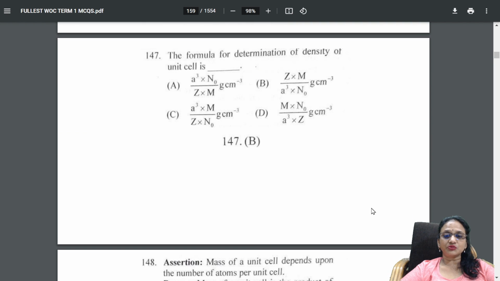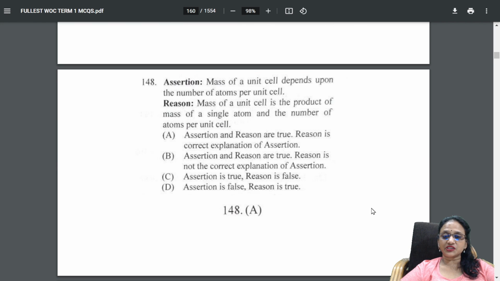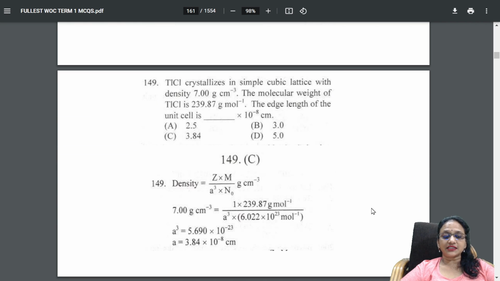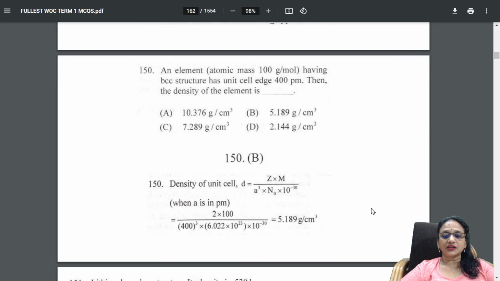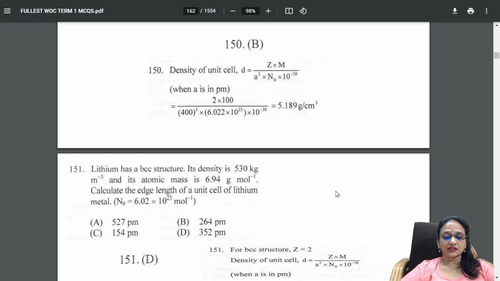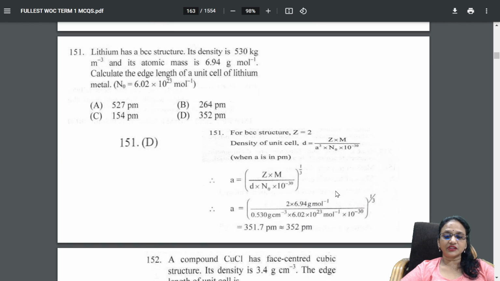This is the density numerical formula. Also, they'll ask you as an MCQ. This is the assertion reasoning question based on your number of atoms. Let us see some more. These are the density numericals. This is again a density numerical. Different varieties of density numericals are there in this.